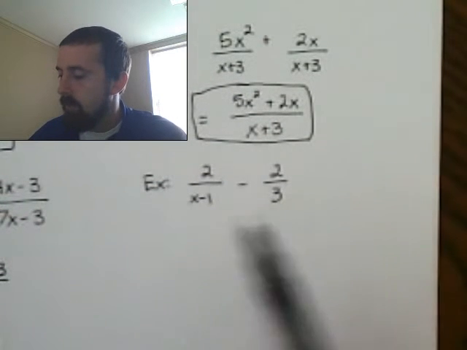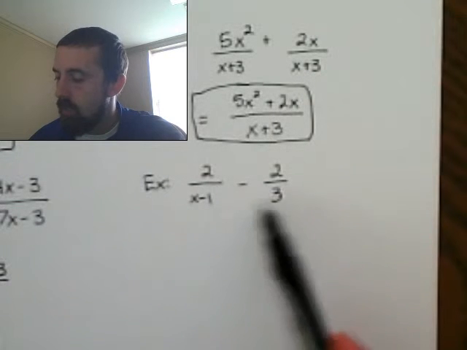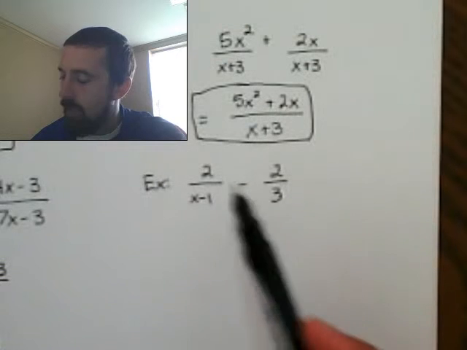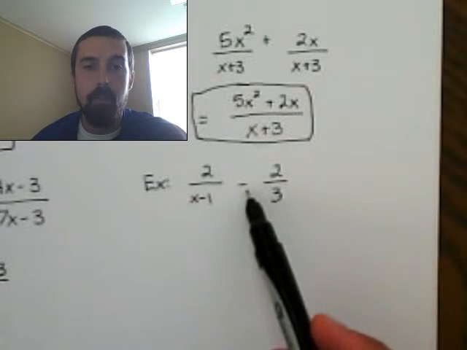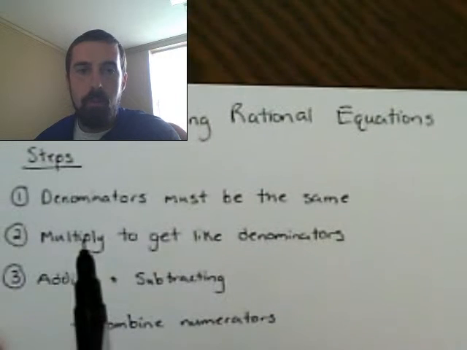Going back to what we talked about, denominators. Our denominators, are they the same here? We have an x minus 1 and a 3. Are they the same? No, they're not. So we cannot just subtract these right now. We can't do it. We have to go back here.